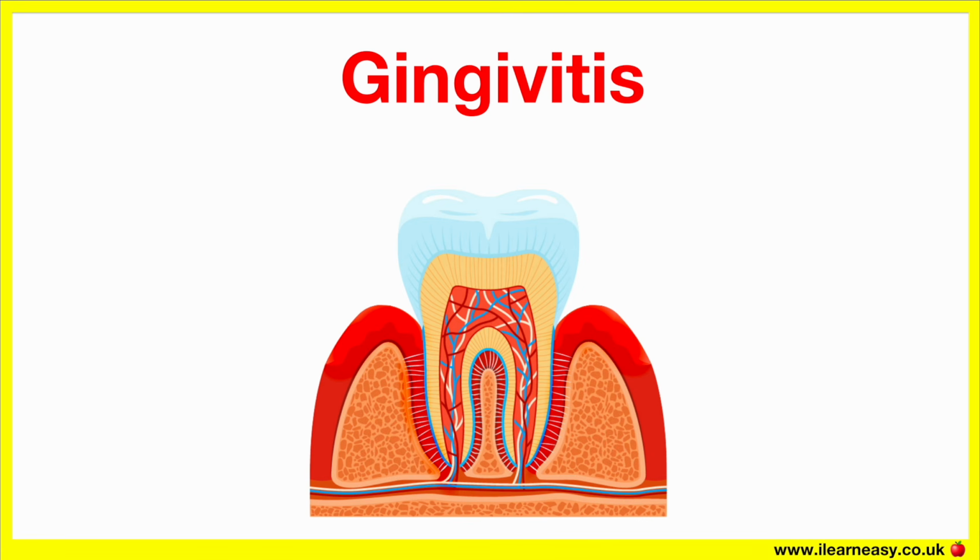It can lead to red, swollen, and tender gums. It can cause bleeding, bad breath, and for the gums to recede slightly. If left untreated, gingivitis can progress to periodontitis, which is more serious and harder to treat. Unlike periodontitis, gingivitis doesn't involve bone or tissue loss, so it's fully reversible if treated early.